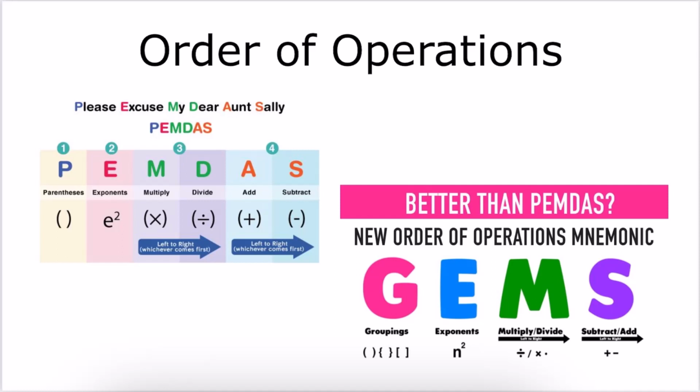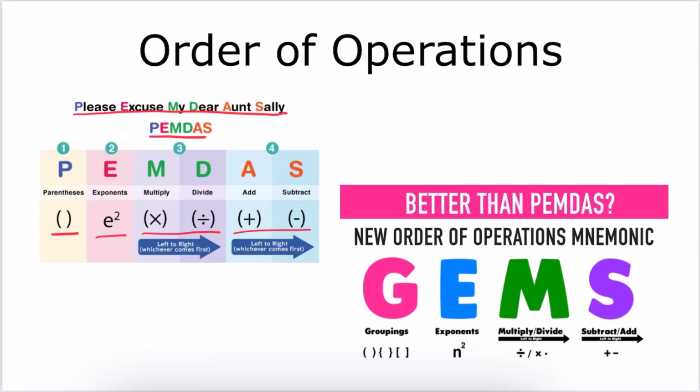So one of the most common ways that you've probably heard of before to remember order of operations is PEMDAS, which you can also use the mnemonic, please excuse my dear Aunt Sally, to remember. And basically what PEMDAS says is you need to do parentheses first, and then exponents, and then you do multiplication and division from left to right, whichever one comes first.